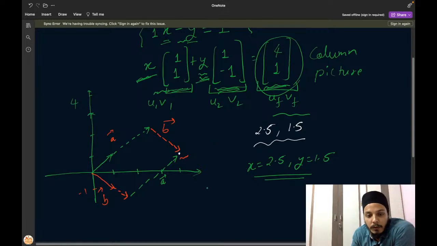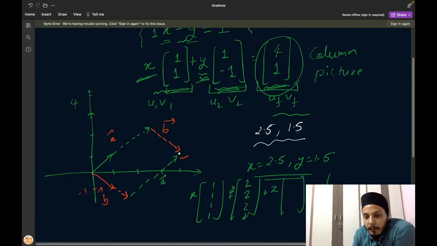Now suppose we have this in 4 dimensions, that is our first vector is 1 1 1 1 plus 2 2 2 2. Some x variable will be here, some y variable, some z variable, plus some w variable. This will lead to some final vector. Now finding this linear combination is the whole purpose of our linear algebra course.